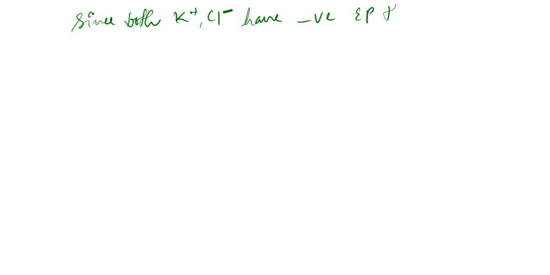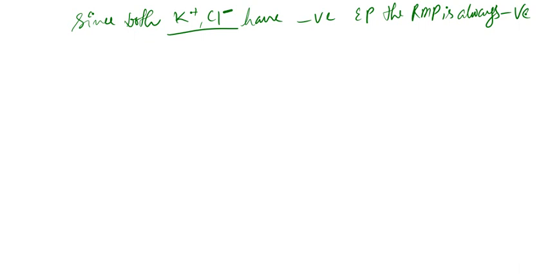Okay, now we'll come to the next statement: the membrane is just permeable to potassium and chloride. Since both potassium and chloride have negative EP, yes, we already discussed it, they both have negative equilibrium potential. So the RMP is always negative. The resting membrane potential is always in a negative state only.